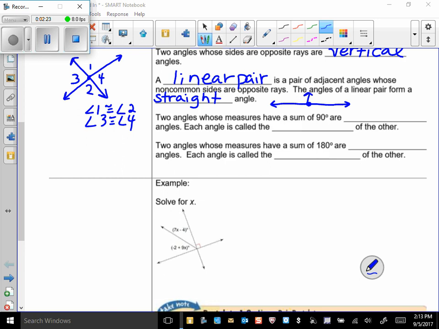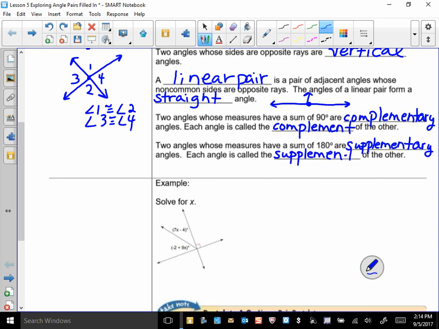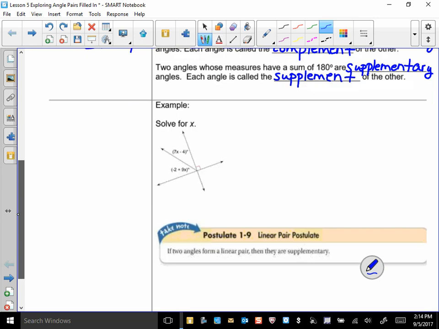Sorry about that. Two angles whose measures have a sum of 90 degrees are complementary angles. And therefore we say that each one is the complement of the other. If we have two angles whose measures have a sum of 180 degrees, those are called supplementary angles. And just like above, we say that each angle is the supplement of the other. Okay, so let's look at some examples.